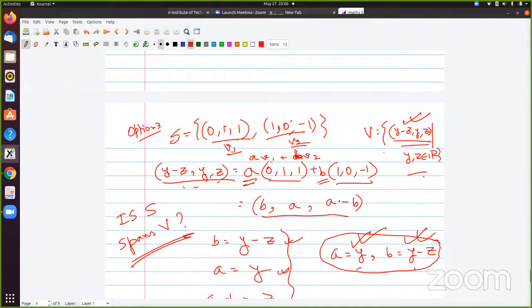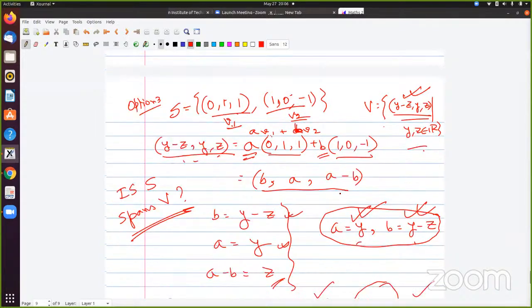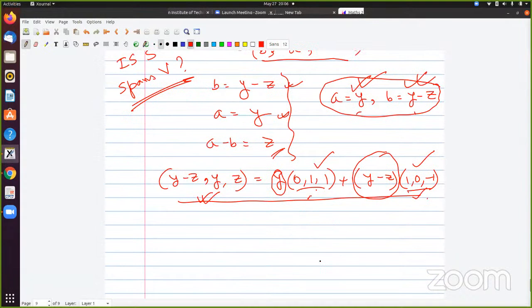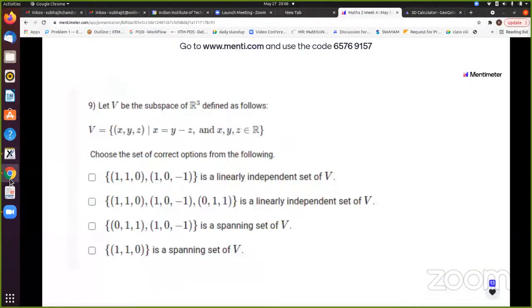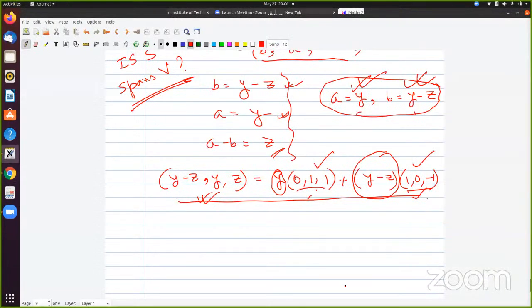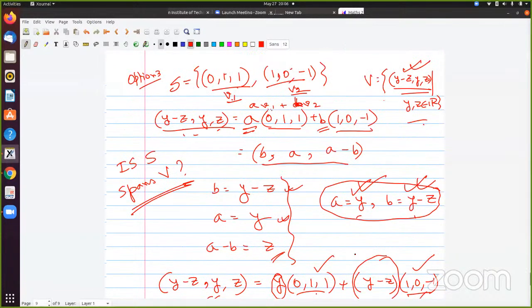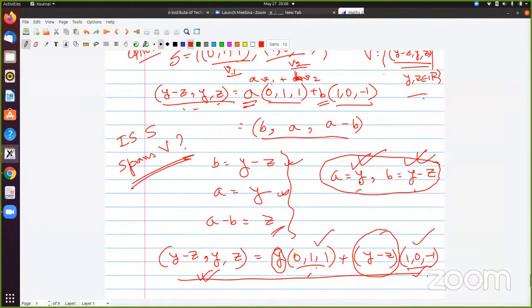I misunderstood the question, sir. Thank you, sir. Now is it clear? Yes, sir, I got it. Sir, if I could not find any value for A or B, then it would not be spanning? Then it is not spanning V. So the values of A and B always have to be in terms of Y and Z, right? Because they are in terms of this general form of element, which is given on the left-hand side, LHS.